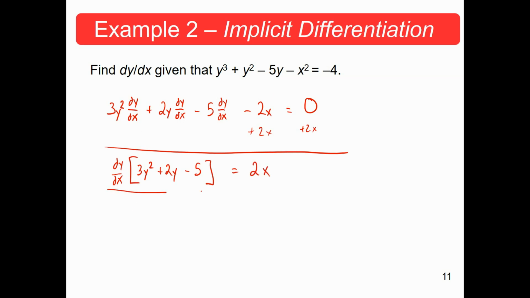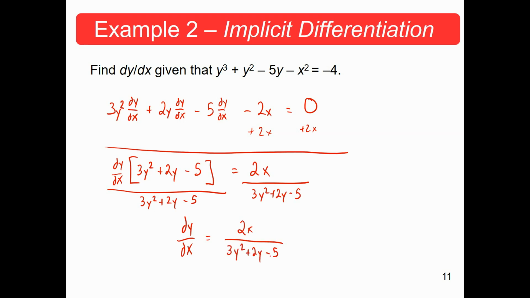Now I want dy/dx, so I'm going to divide by 3y squared plus 2y minus 5. I'm going to divide this side by 3y squared plus 2y minus 5, and I'm going to get that dy/dx equals 2x over 3y squared plus 2y minus 5. So notice, differentiate each piece, making sure that if you've got a y, you wind up with a dy/dx.